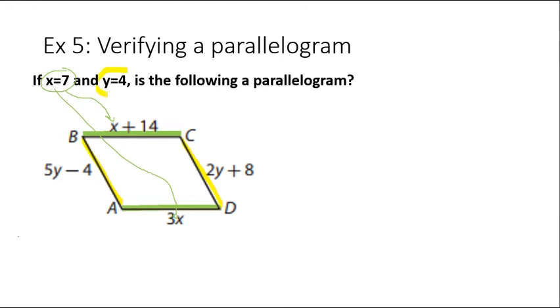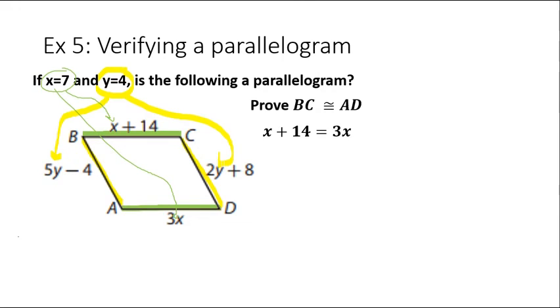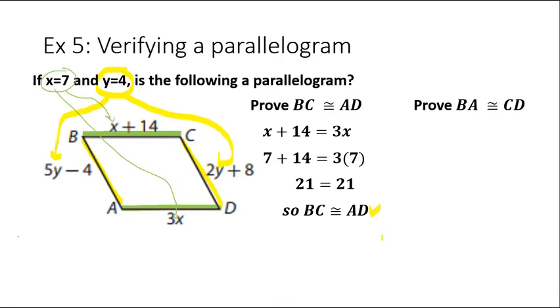And the same thing, I'll take y equals 4. I'm going to plug this one in here, and I'm going to plug it in right there. So I'm going to show it first, to prove that BC is congruent to AD. So all I do here is take x plus 14 equals 3x, and I'm going to plug in 7 into the x. So 7 plus 14 equals 3 times 7. So 21 equals 21. So we say BC equals AD. The first part, so that worked out. You check that off.